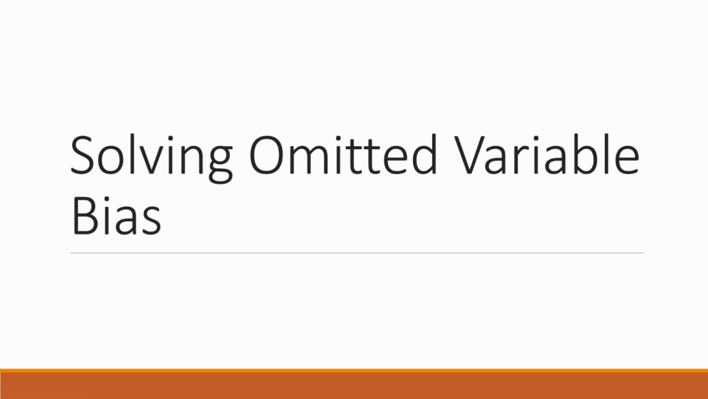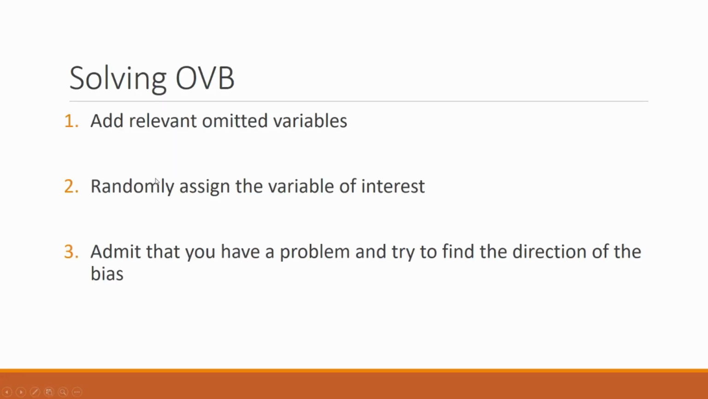All right, so we have established what omitted variable bias is. We have established the dire consequences of omitted variable bias, and we have illustrated how we would test for it. The last question is, how do we solve it? What do we do if we have omitted variable bias? Well, the most immediate answer would be that we add the relevant omitted variables. We add the variable that's missing to the model.